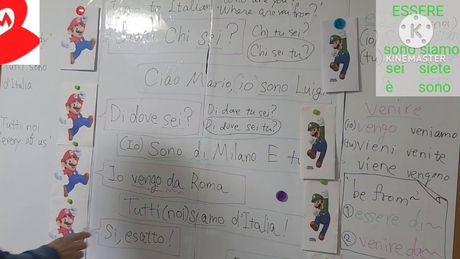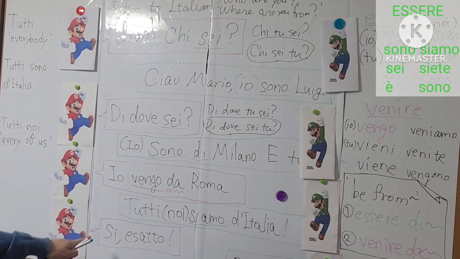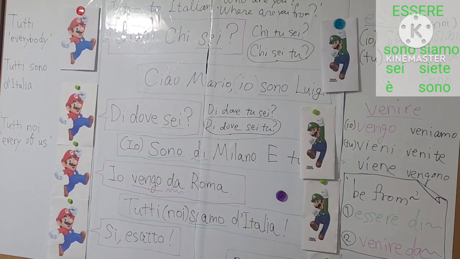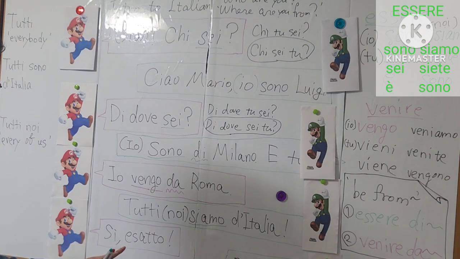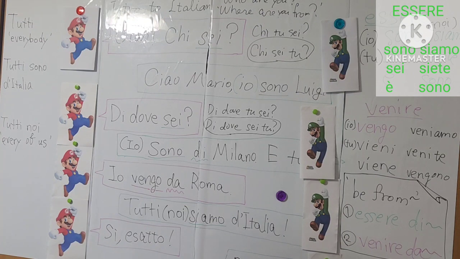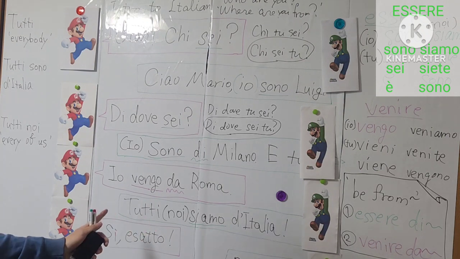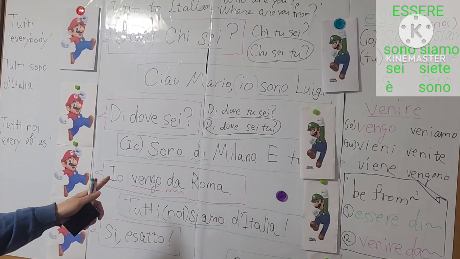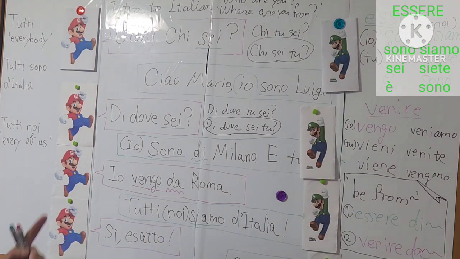Sì, esatto. Sì, esatto. Says Mario. Do you know sì? Yeah, this is as famous an Italian word as ciao, I suppose. Yeah, sì is yes, right? Sì. Yeah, also used in some other Romance languages as well. Sì, esatto. And esatto. Can you guess the meaning of esatto by the form and by the situation? Tick tick tick tick. Bing. Exactly.